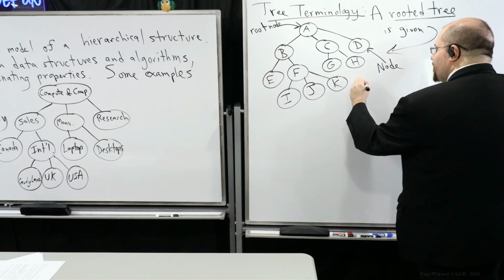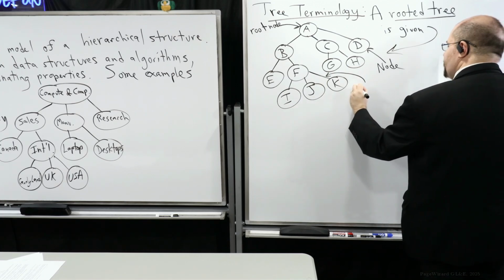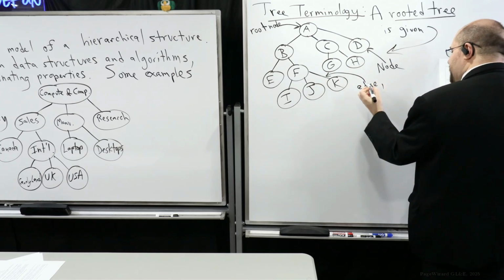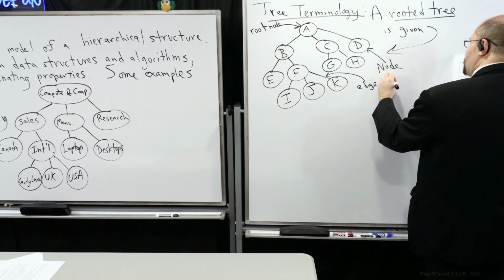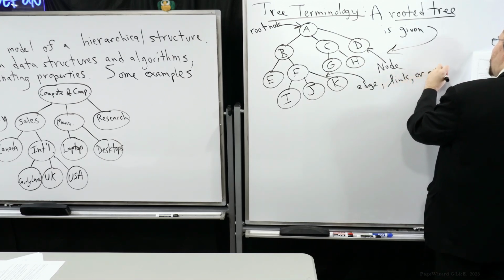And these connections over here, these things are often called edges. That's an edge. Sometimes they're called a link. Sometimes they're called an arc. It depends on the context.